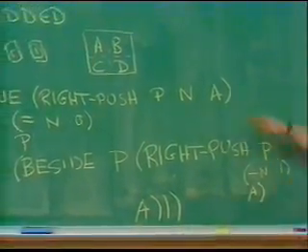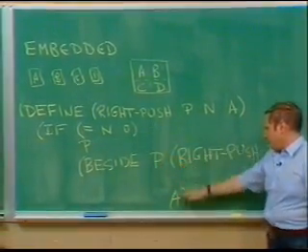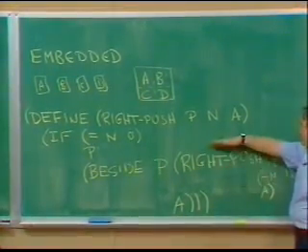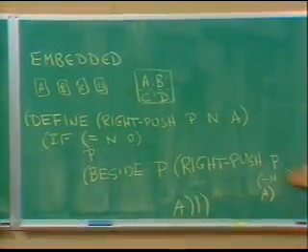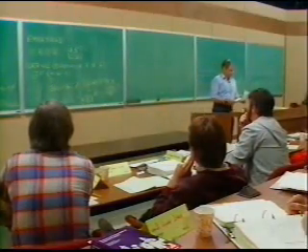Okay, so if n is 0, it's P. Otherwise, I put P with a scale factor of A, recursively beside the result of right pushing P n minus 1 times with a scale factor of A. There's a recursive means of combination.